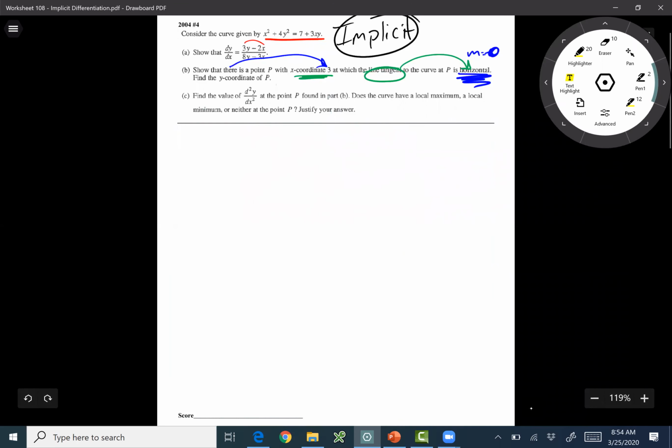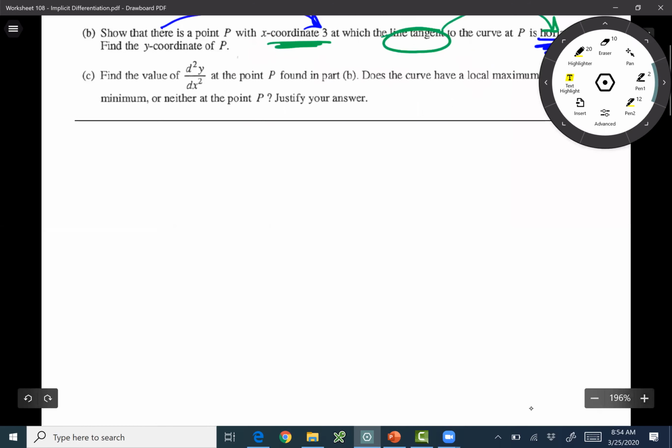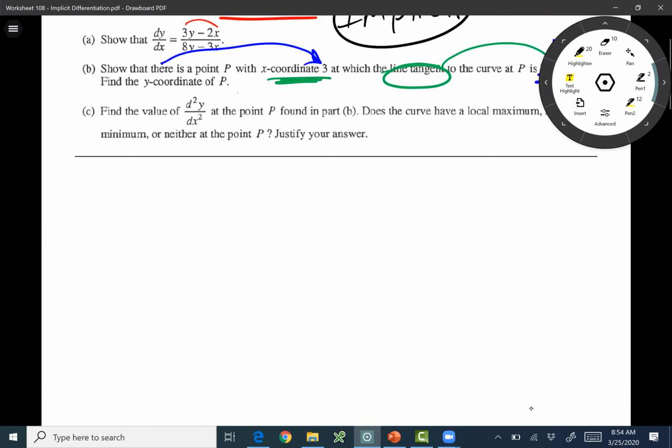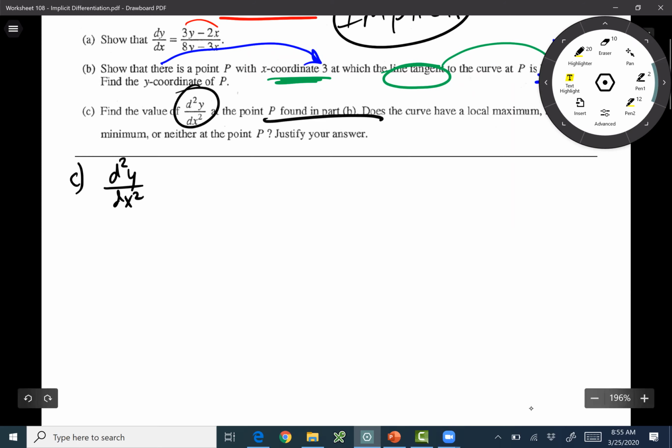So part C then says find the value of d squared y dx squared. And if they do end up doing a full implicit question, you can bet that they're going to ask you to take the second derivative. And then they say at the point found in part B.